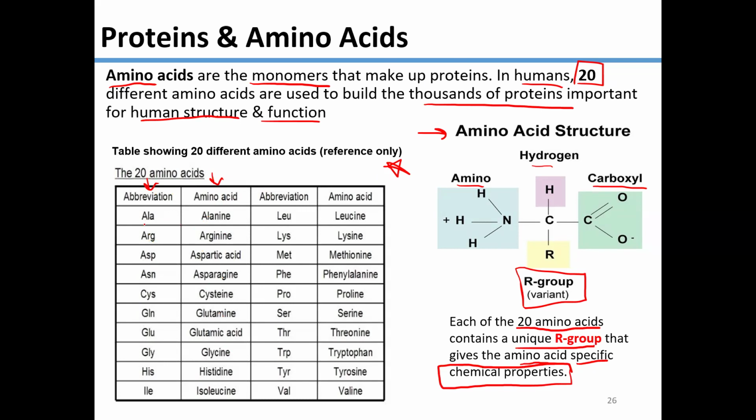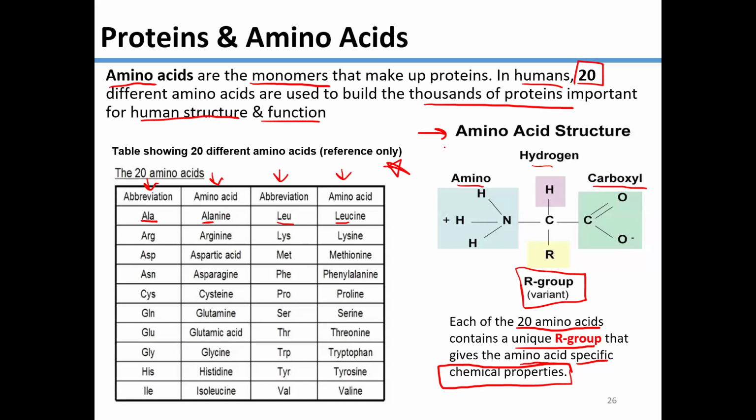But you can see that we have an abbreviation. The way the abbreviation works is it's typically the first three letters of the actual name. So you can see we have alanine here, and then ALA is going to be our abbreviation. Leucine, same thing, LEU here. So that's an easy way to remember this. You're not going to necessarily need to memorize these, but you do need to be able to differentiate between the abbreviation and that amino acid.